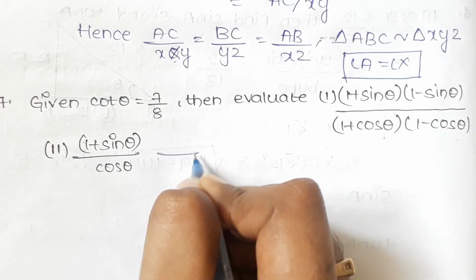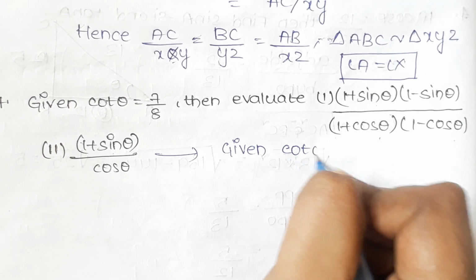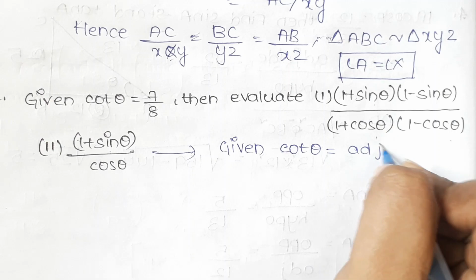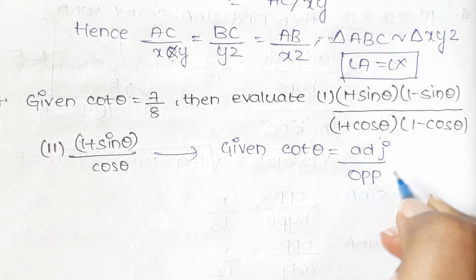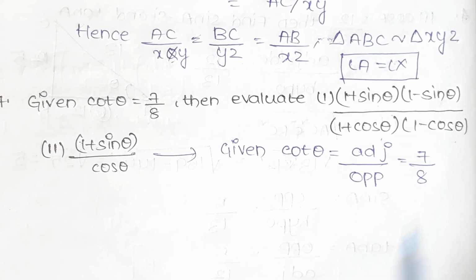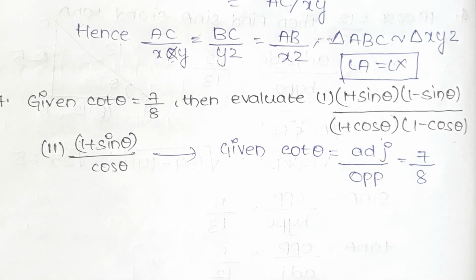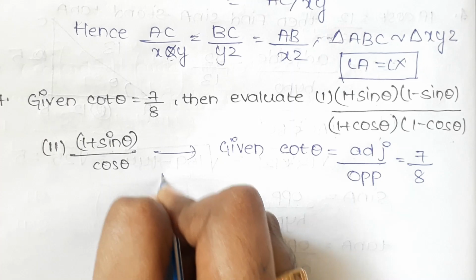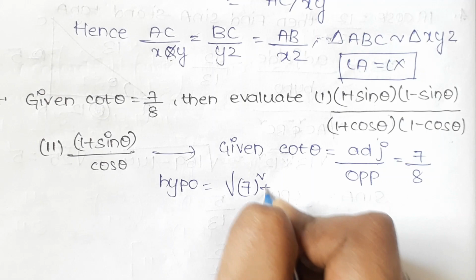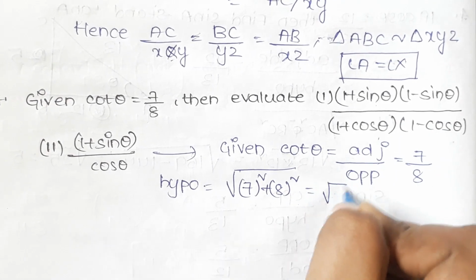Now here given cot theta. Cot theta is nothing but adjacent side by opposite, the multiplicative inverse of tan. Here given 7 by 8. Here we have the adjacent value and the opposite value. Now we should find the hypotenuse value by Pythagoras theorem. That is, hypotenuse equals square root of 7 square plus 8 square. And from this we will get square root of 113.